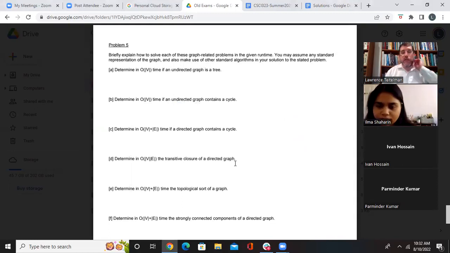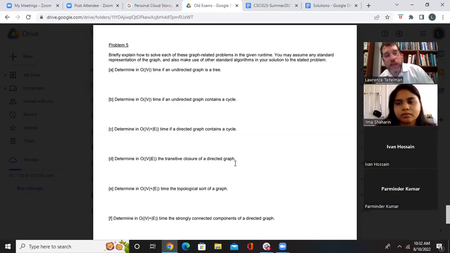Okay, determine in O of V plus E time if a directed graph contains a cycle. All right, so the question is, why is this different than B? In B it's O of V, and in this question it's O of V plus E. If it's an undirected graph, how do I know if there's a cycle? Once I hit more than V edges, I know there's a cycle because it's undirected. In a directed graph, that's not necessarily true because of the direction on the edges. So in this case, I would need to look for a back edge. Everyone remember what a back edge is?